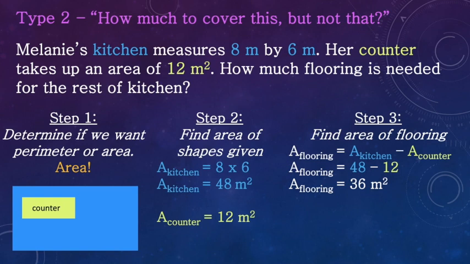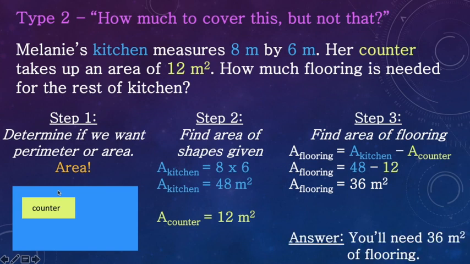And again, that's my answer. Around here, the tiles are going to take an area of 36 meters squared, and that's my answer. You'll need 36 meters squared of flooring.